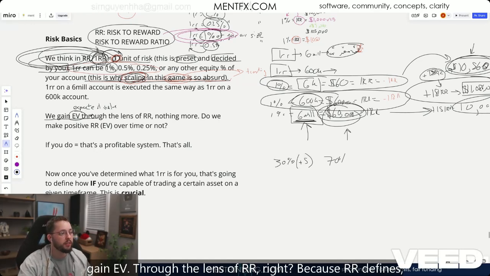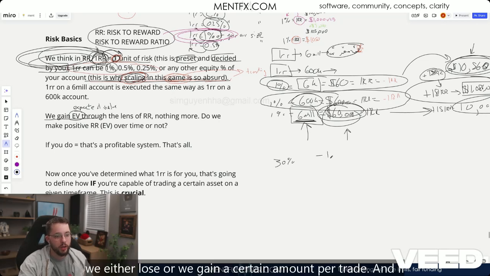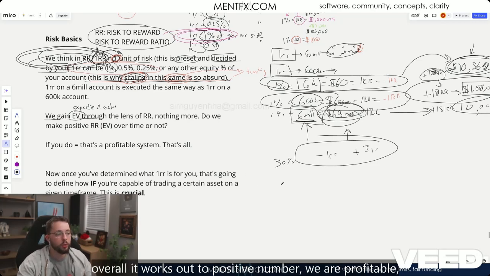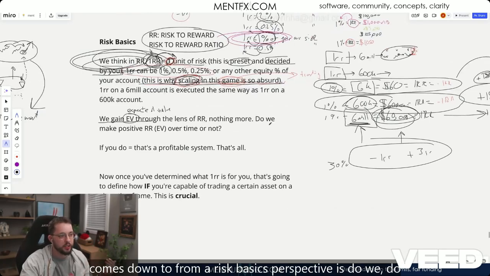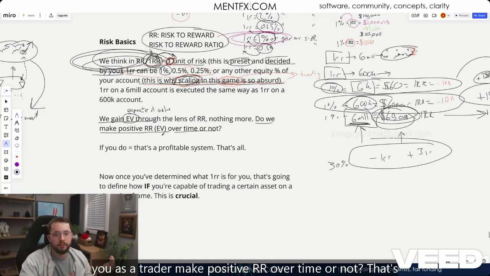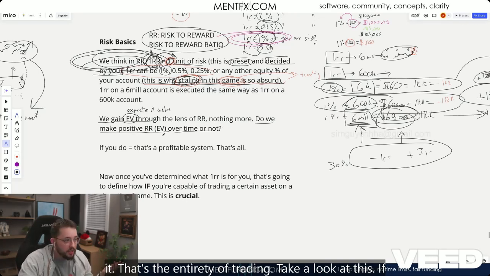So we gain EV through the lens of RR, because RR defines that we either lose or we gain a certain amount per trade. And if overall it works out to a positive number, we are profitable. And the question that everything comes down to from a risk basics perspective is, do you as a trader make positive RR over time or not? That's it. That's the entirety of trading.